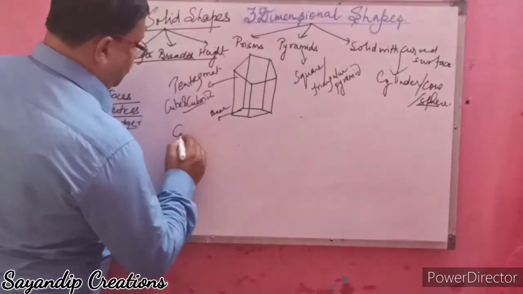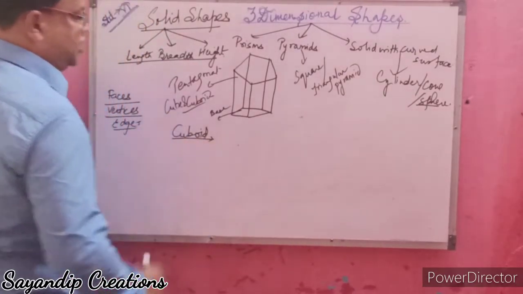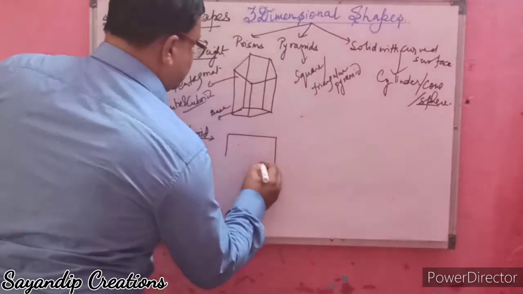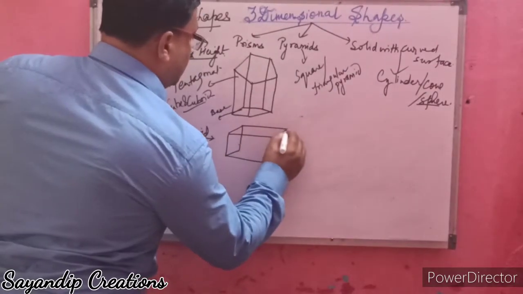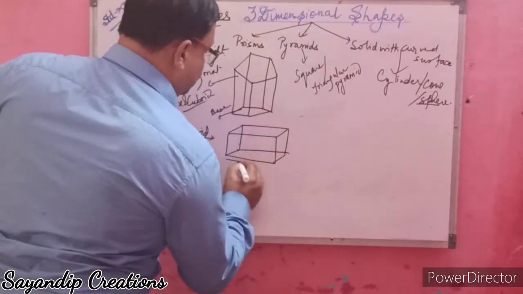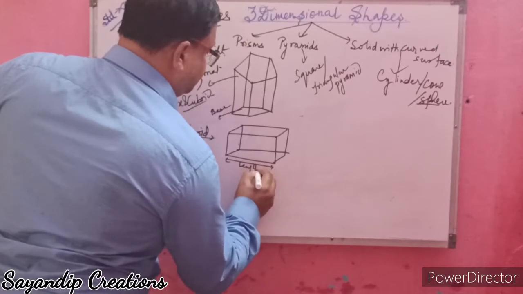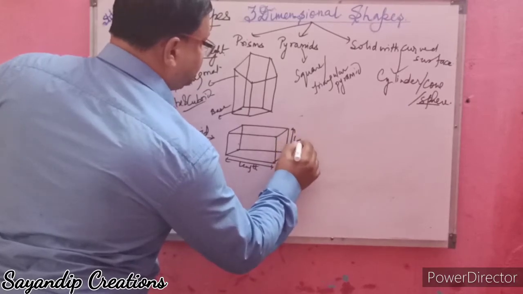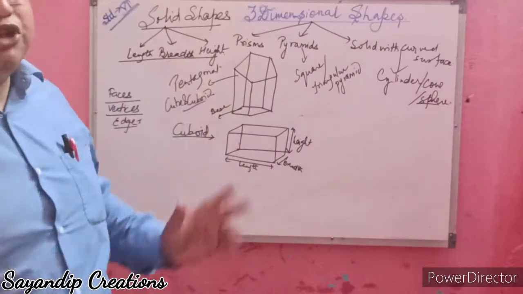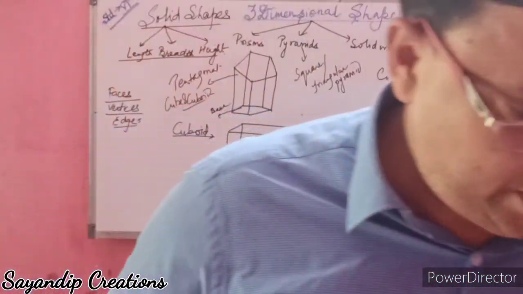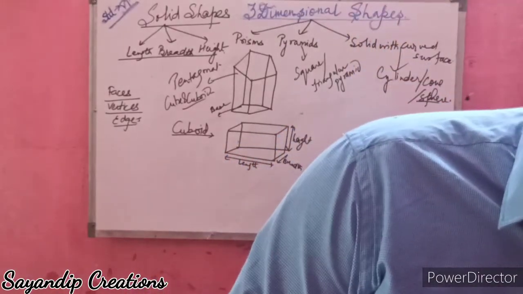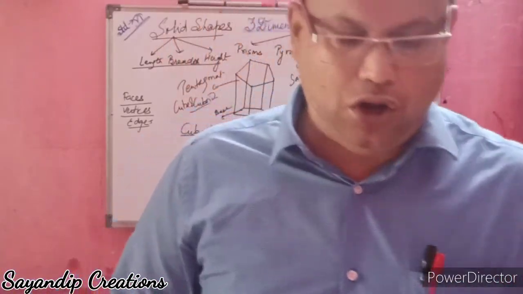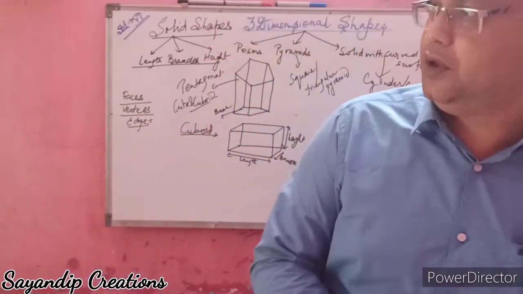Like first one, if you take a cuboid, a cuboid is a 3D shape which has length, breadth as well as height. Suppose this is a 3D shape, cuboid. This is length, breadth, and this is height. Now, examples of a cuboid: you can say duster, brick, and then table. These are all examples of cuboid.